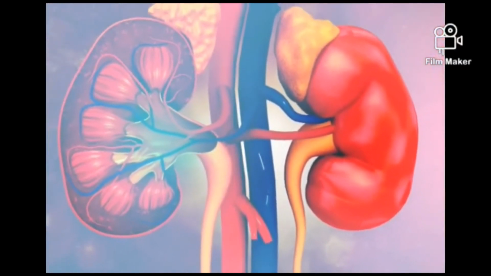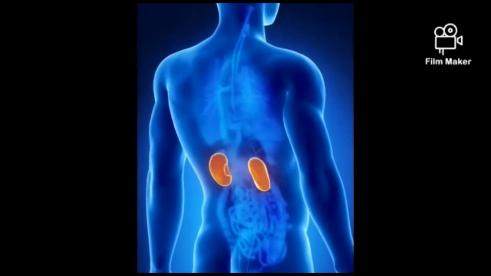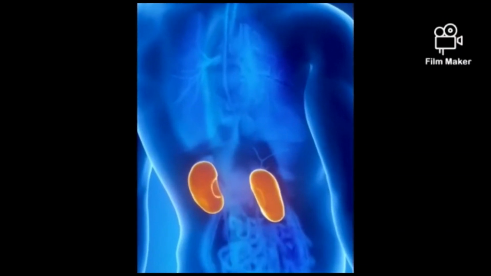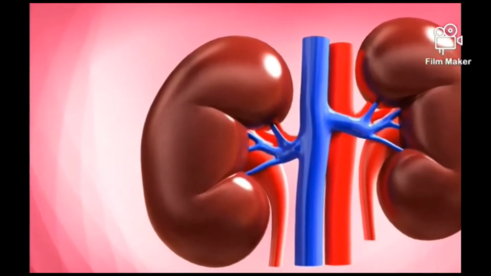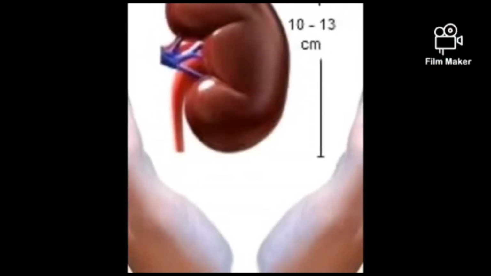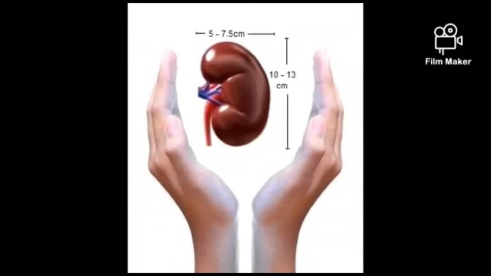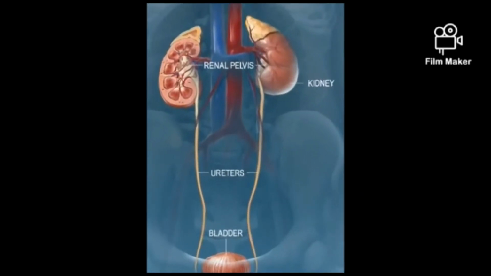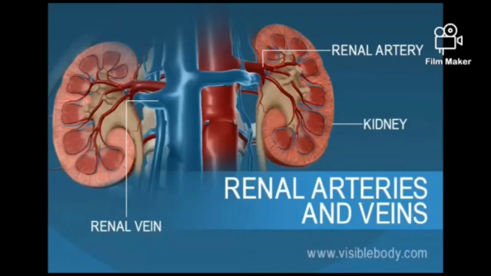In human beings, there is a pair of bean-shaped reddish-brown structures in the abdominal cavity attached to the dorsal body wall, one on either side of the backbone. They are the kidneys. The right kidney is placed slightly lower than the left kidney. The size of the kidney is 10 centimeters in length, 5 to 6 centimeters in breadth, and 4 centimeters in thickness. Each kidney is convex on the outer side and concave on the inner side. The right kidney is lower than the left kidney due to the presence of the liver above.